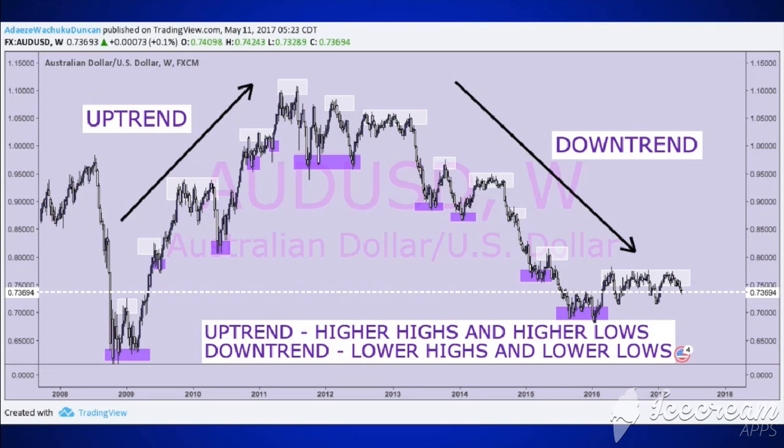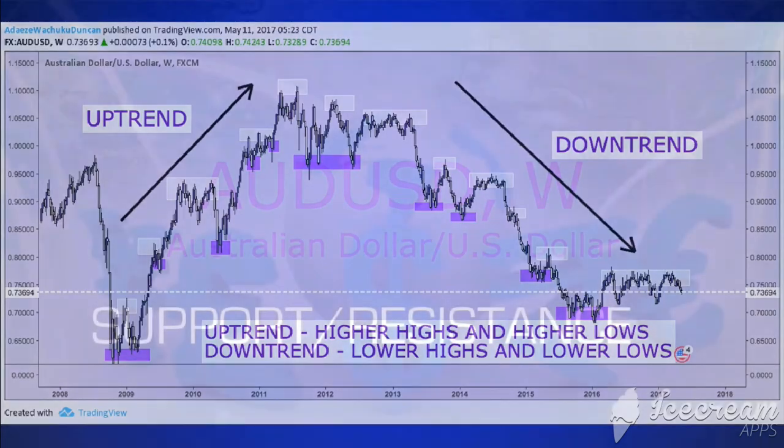If you're looking for a buy on a downtrend, then you are going to know that you should be looking for something that's not going to be very long term. Remember, if it's on a downtrend, you should be looking for sells.